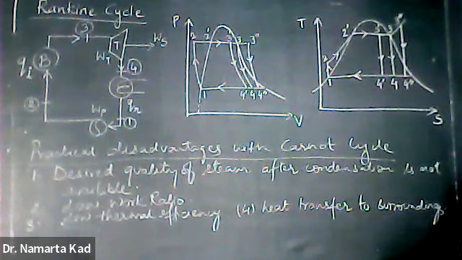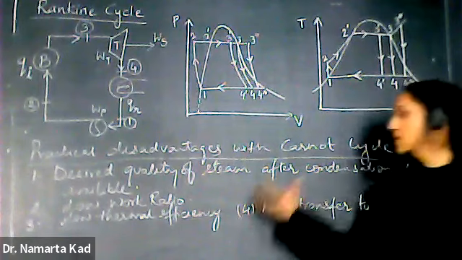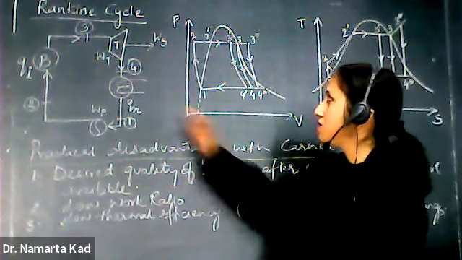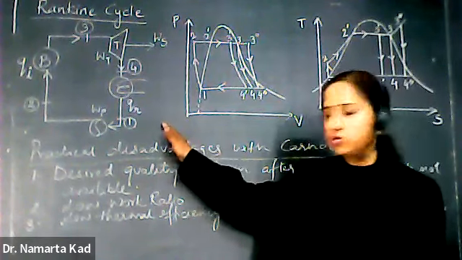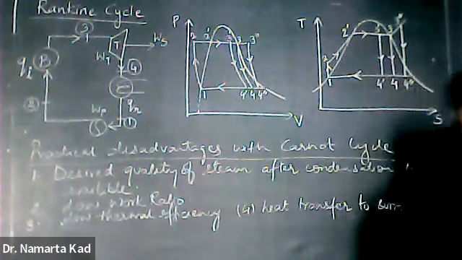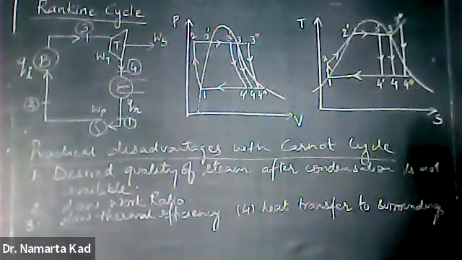So some advancements are made in the Rankine cycle. That is why we shift from the Carnot vapour cycle to the Rankine vapour cycle.